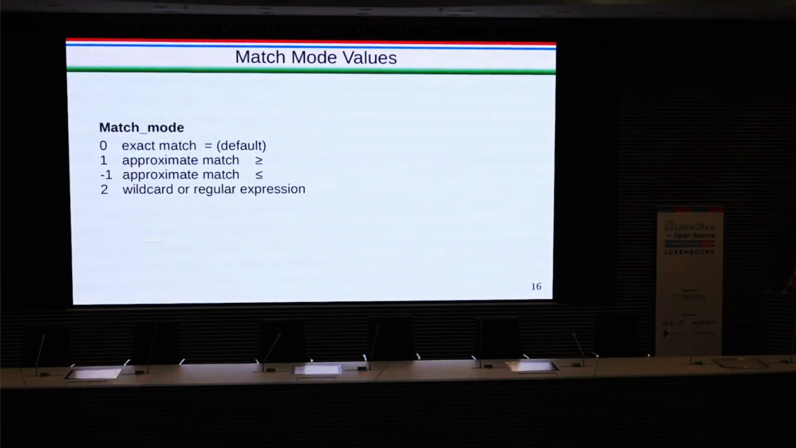So next we look at the parameter match mode. The first proposal was to use match mode with these four values: 0 for exact match, that's the default value; 1 and -1 for an approximate match, and value 2 for wildcard or regular expressions.